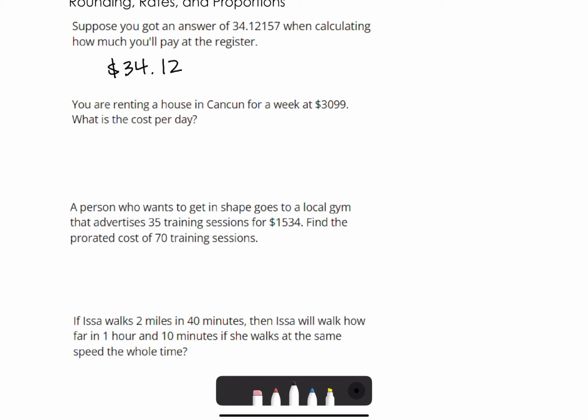The next one, you're renting a house in Cancun for a week at $3,099. What is the cost per day? So it's $3,099 divided by 7 days. And that would be the cost per day. So that is $442.71.